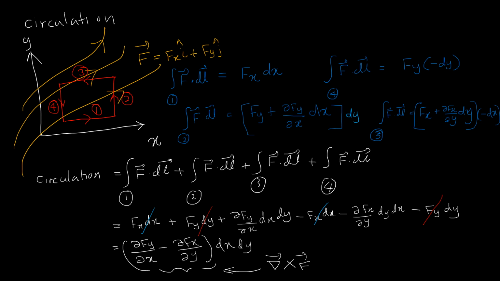Therefore, the circulation is curl times the area. So we can define the curl as the circulation, which is the line integral of the vector field along this closed loop that we are considering, divided by the area. This is actually how you can define the curl. This is the definition of the curl, whereas earlier we talked about the computation of the curl. So by calculating the curl, you can get information about how much your vector field circulates around a given point.